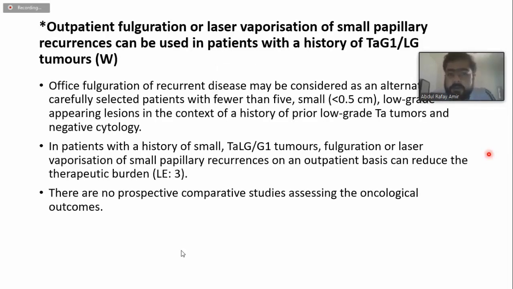Outpatient fulguration or laser vaporization of small papillary recurrence can be used in patients with a history of low-grade papillary tumor or G1 tumors. Office fulguration of a recurrent disease may be considered as an alternative in carefully selected patients with fewer than 5 small, 0.5 centimeter low-grade appearing lesions in the context of a history of prior low-grade Ta tumor and negative cytology. In a patient with a small tumor, fulguration or vaporization of small papillary recurrence on an outpatient basis can reduce the therapeutic burden. There are no prospective comparative studies assessing the oncological outcome of these.